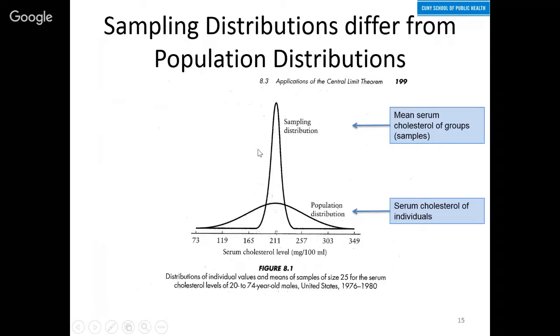That's the key point. And this makes sense, right? Because you expect that the average property of groups is going to be less variable than individuals. If we look at the average characteristics of entire classes, they're going to be less variable than the individuals in those classes.